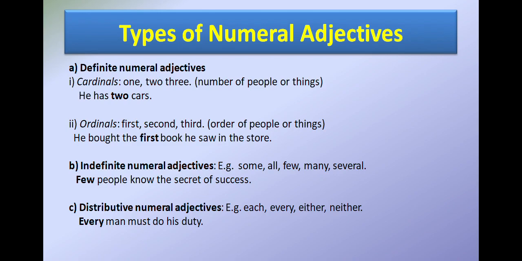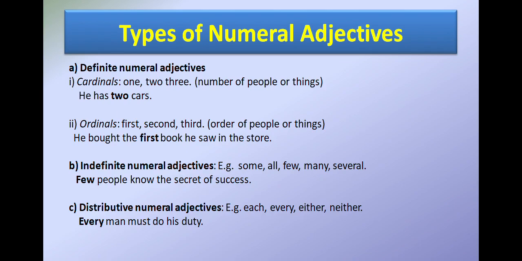There are different types of numeral adjectives or adjectives of number. First, definite numeral adjectives. They are of two kinds, cardinal numbers and ordinal numbers. Cardinal numbers are 1, 2, 3. They tell us about the number of people or things. It might be 100, it might be 200, but we can count. He has 2 cars. Ordinals, on the other hand, tell us about the order of people or the position of people, like first, second, third, fourth, fifth, and so on.